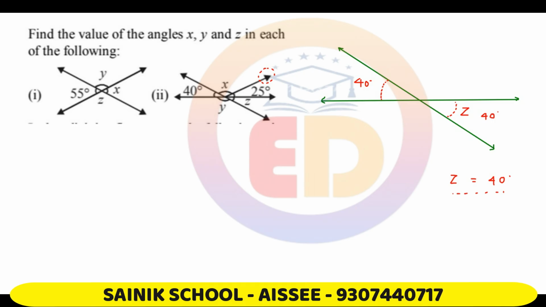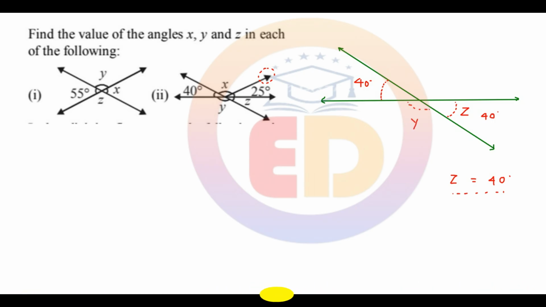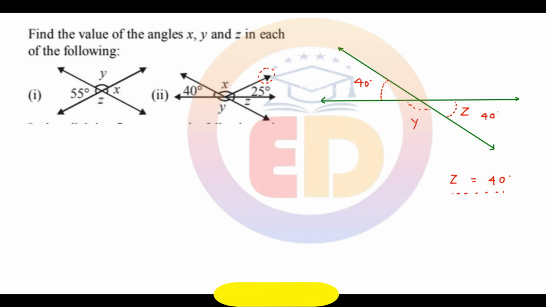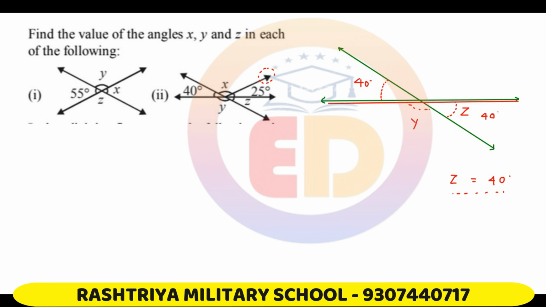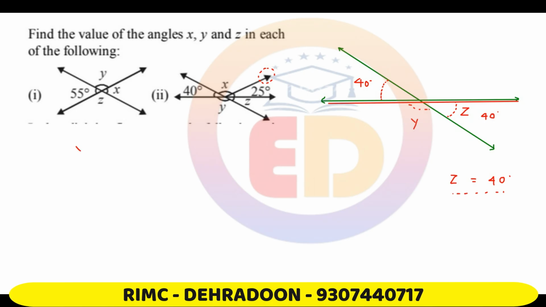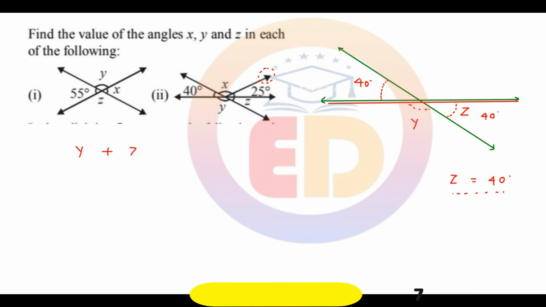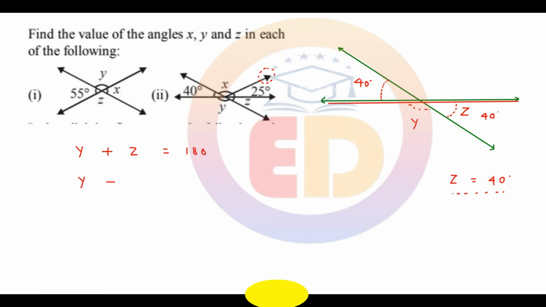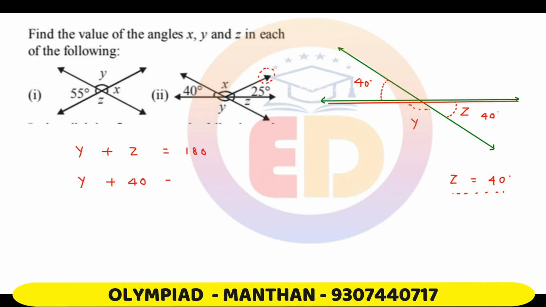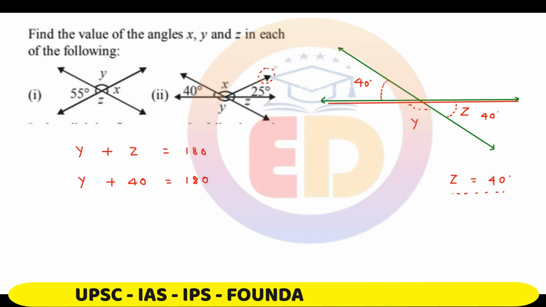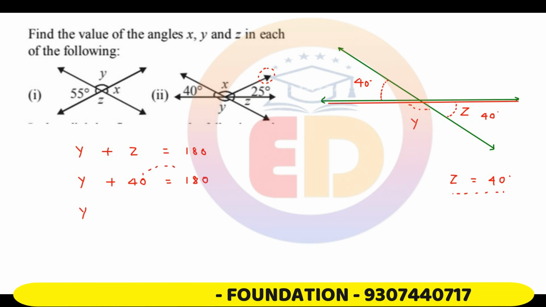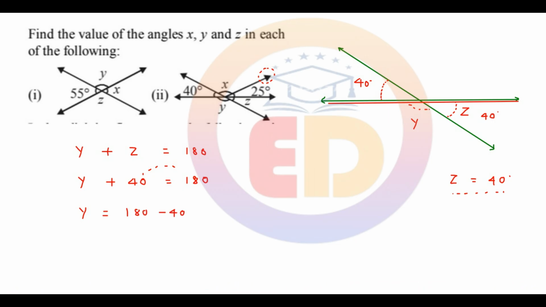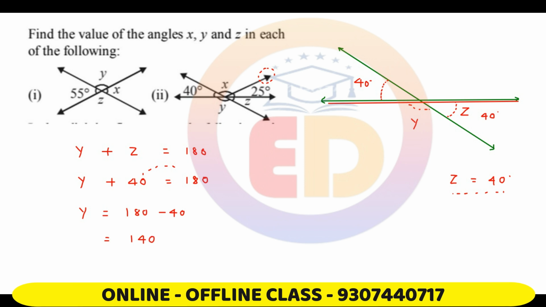Now if you look at this angle y and angle z, they are lying on a straight line. You can see this straight line here, angle y and angle z. They both are formed on this straight line, so their sum will be 180. So y plus z should be 180. Z we have calculated as 40, so y plus 40 equals 180. Take 40 from left to right, it will be subtracted. y will be 180 minus 40, which is 140. So the value of y will be 140 degrees.